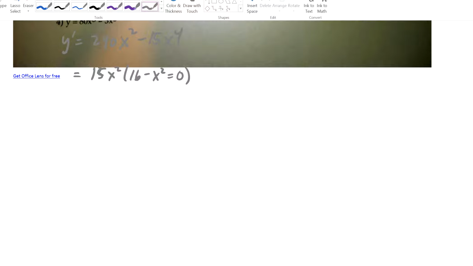All right, here we go. So this is what you'd be looking at to do this here. Let's find the critical points. Y prime equals 240x squared minus 15x to the fourth. That's not easy to read. Come down here. So it's going to be 15x squared times 16 minus x squared equals 0. That's not a nice color to do. Let's change colors here.